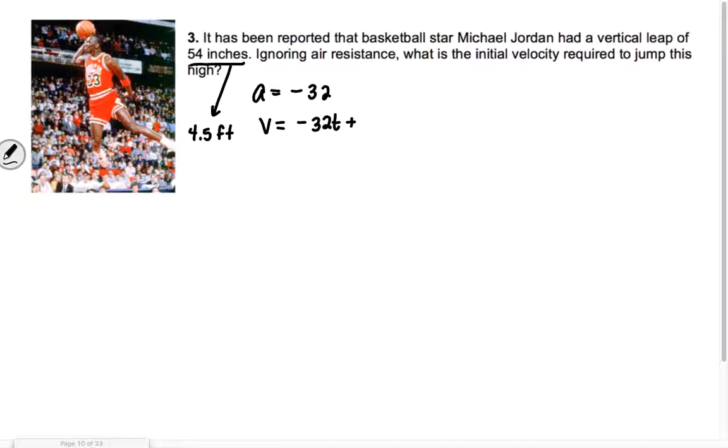We don't know what the initial velocity is. It has to be something good because he's pushing off the ground at a certain speed. We don't know what it is, though, so I'm going to write v sub o. This is a tricky question. Now our position function is negative 16t squared plus v sub o times t plus our initial height. What's the initial height? 0. We want him to go a total of 54 inches, 4.5 feet, so we're going to set our position function equal to 4.5.